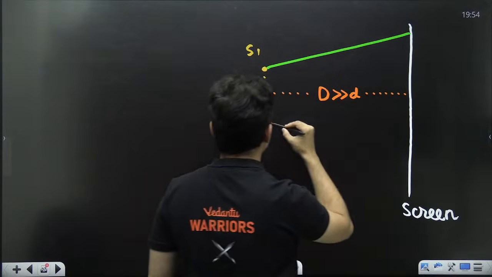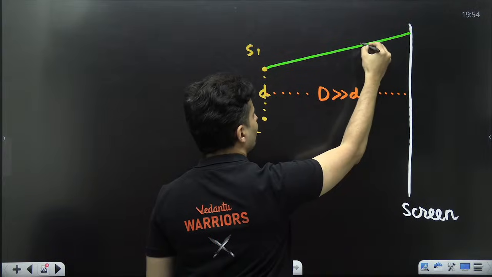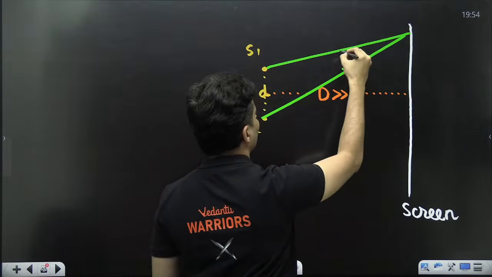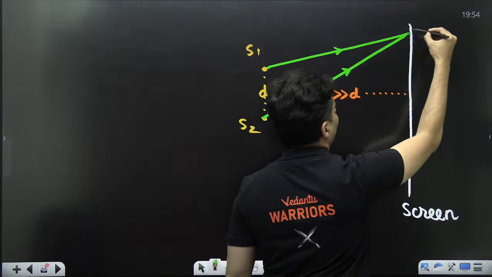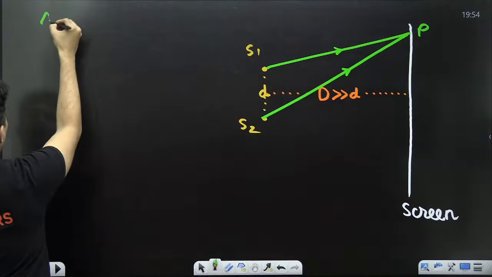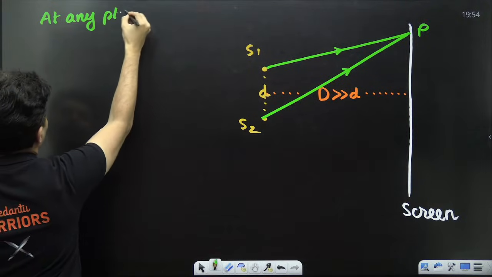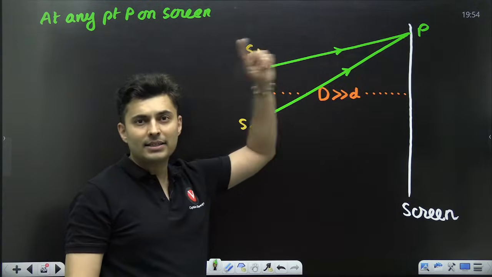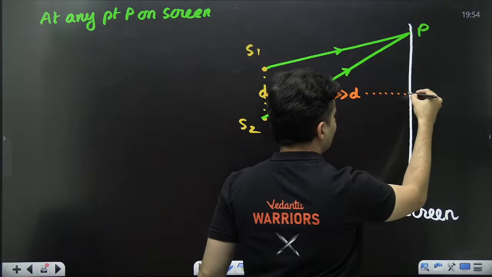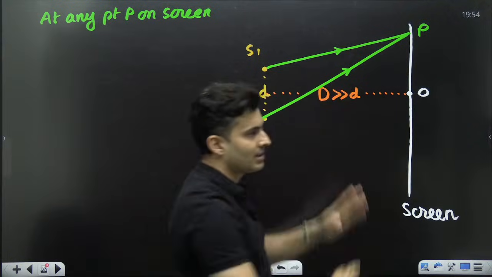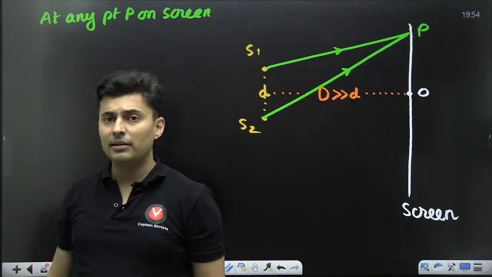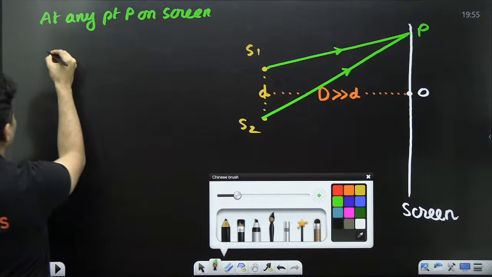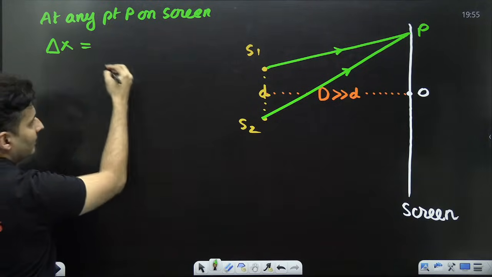You take any random point on the screen, let's say over here. Light from source 1 will go like this, and light from source number 2 will reach it like this. This is how the light rays will reach. You can see that at any point P on the screen, the rays do not generally reach simultaneously, except for this point which is O, where the rays will reach simultaneously. At all other points there is a path difference. Did you see that? Yep, very good.